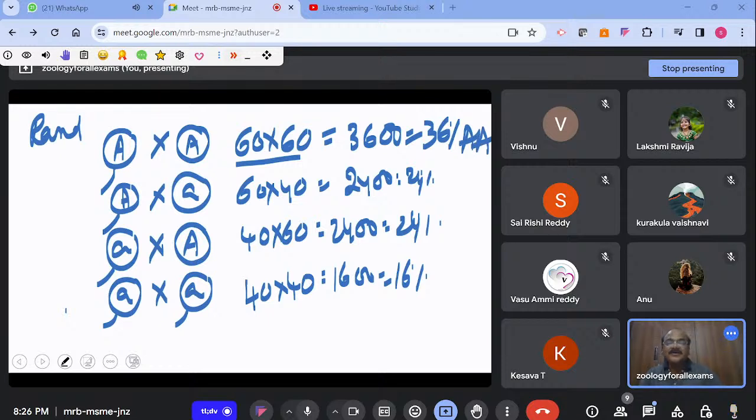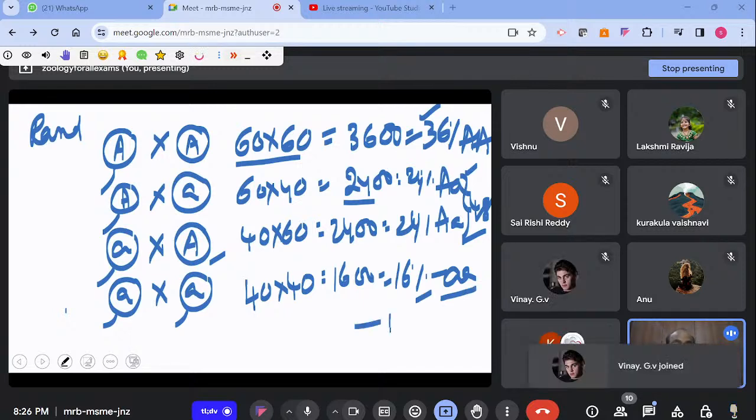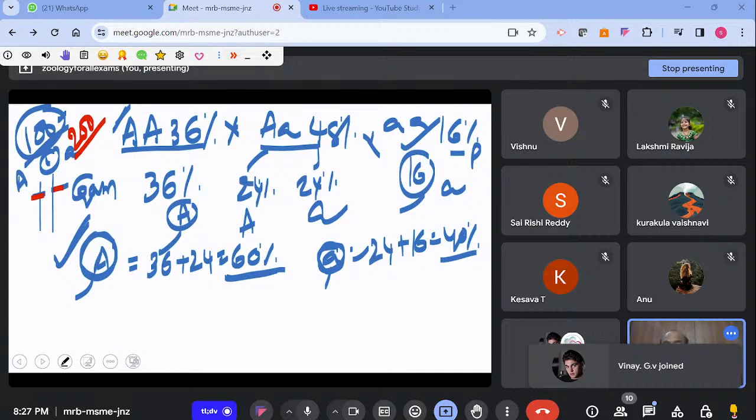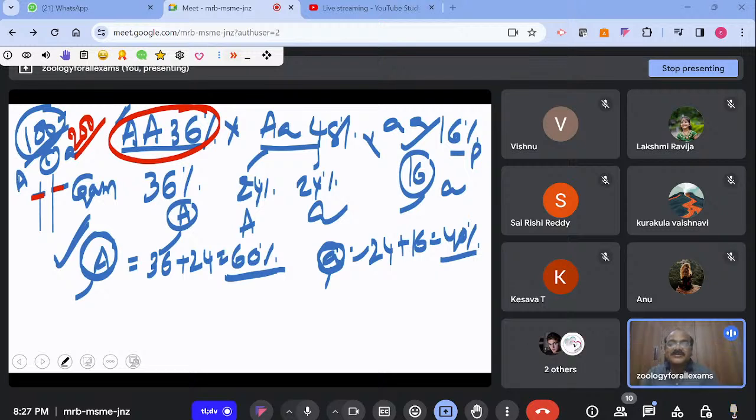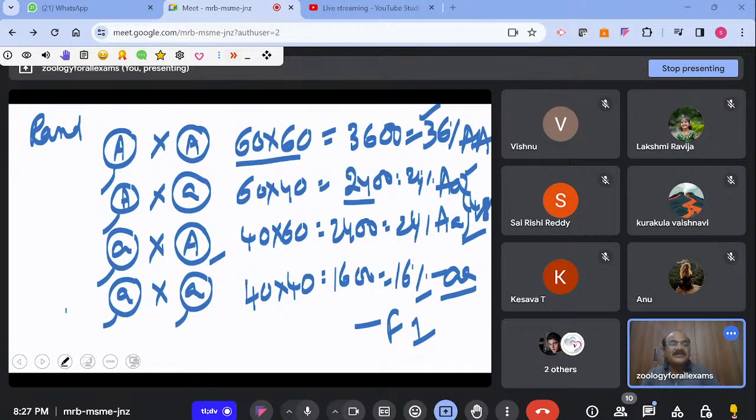What is this 60 and 60? Capital A capital A genotype. What is this 24%? Capital A, small a. Another 24%, capital A, small a. Total 48%. And small a small a, 16%. So 36% of the children are capital A capital A, the children with 48% have capital A, small a, and the children which are 16% have small a, small a. So this is the F1 generation. What happened here? In the parental generation, capital A capital A, dominant homozygous, are 36%. Even in the children, the same.